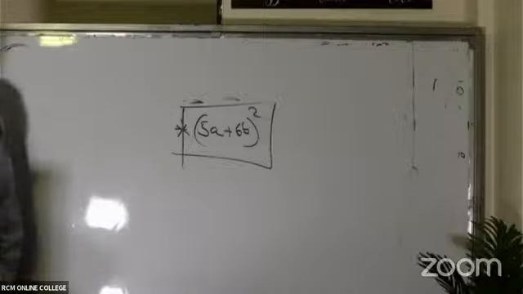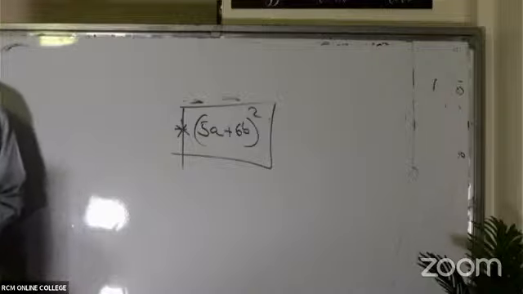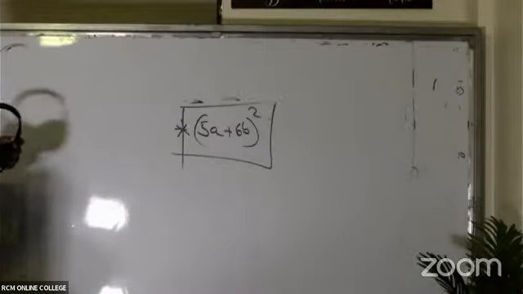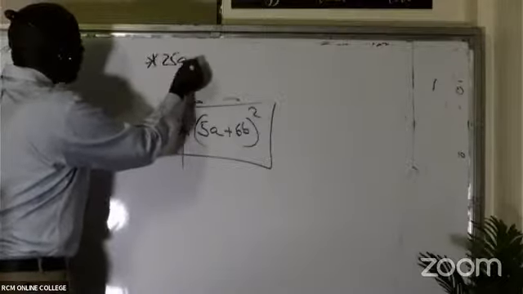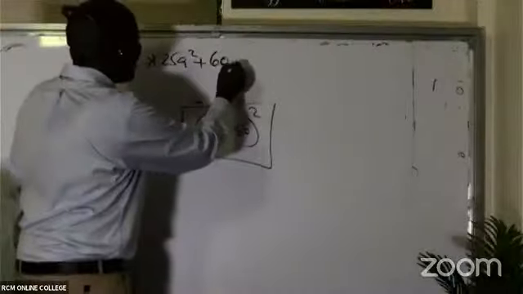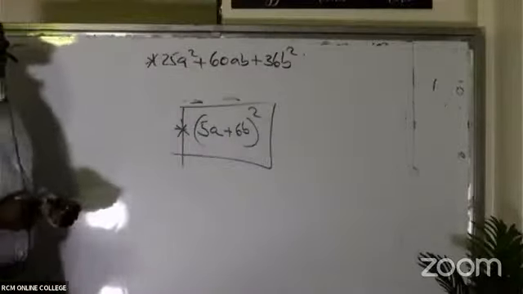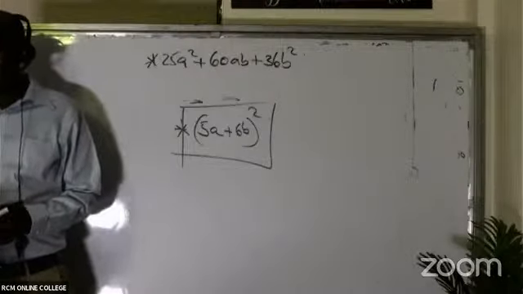I can see Peter Rooney has raised his hand. Is this an old hand or a new hand? So Peter Rooney, let's hear you speaking then. The answer is 25a squared plus 60ab plus 36b squared. Is that correct?